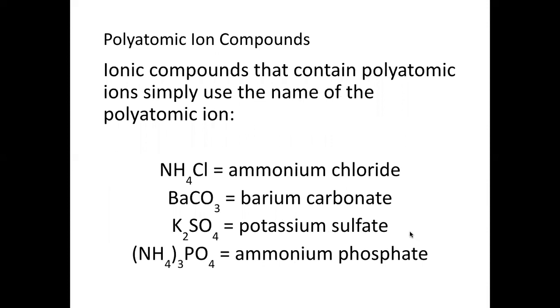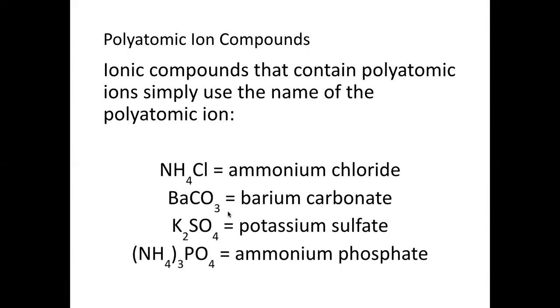So now we're going to talk about naming polyatomic ion compounds. These are ionic compounds that contain polyatomic ions, and you do this by simply using the name of the polyatomic ion in the name. So here is this cation, ammonium. It has a +1 charge, and to name this, we use a very similar naming to what we use for other metal and non-metal combinations. So we use ammonium and then chloride. So we still take that chlorine and add "ide" to the end.